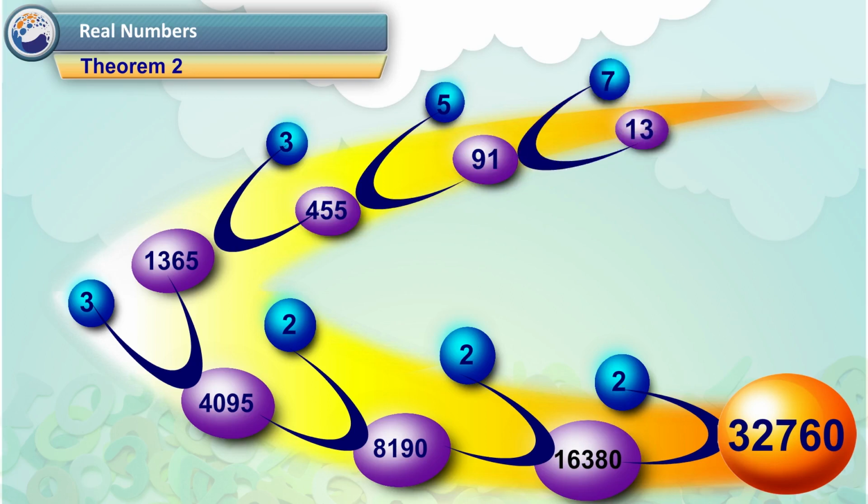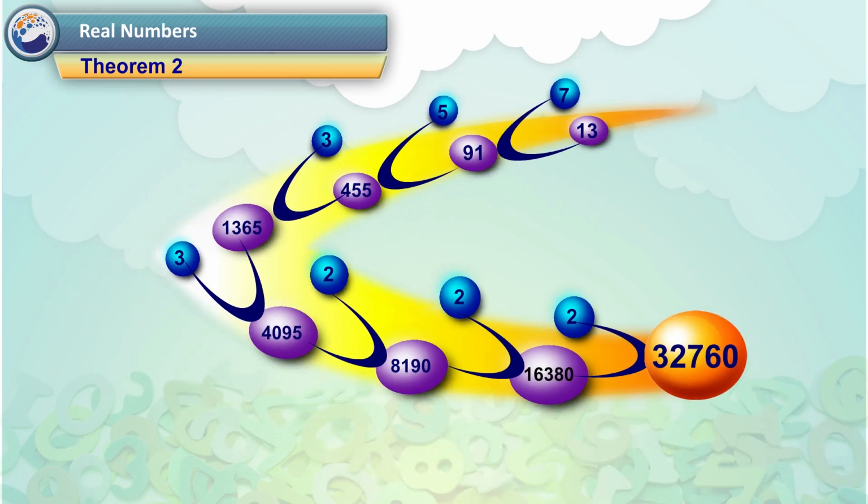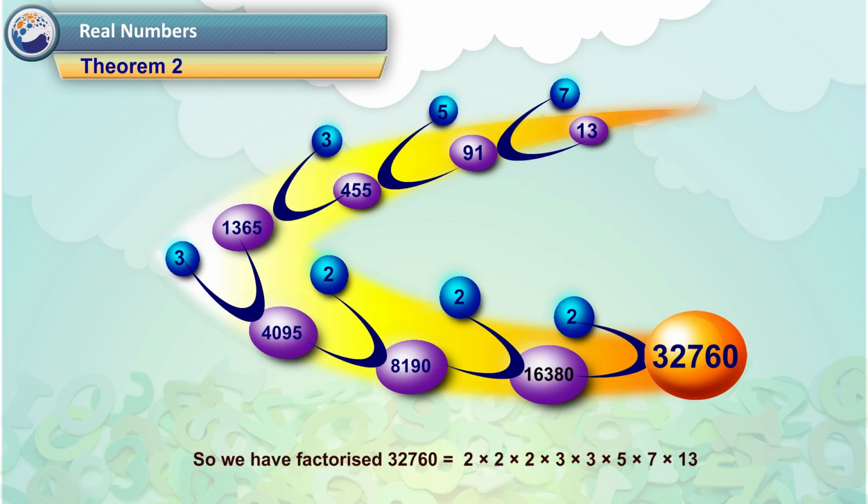Factorizing all the composite numbers in such a way, we get the prime factors of 32,760 is equal to 2 into 2 into 2 into 3 into 3 into 5 into 7 into 13.